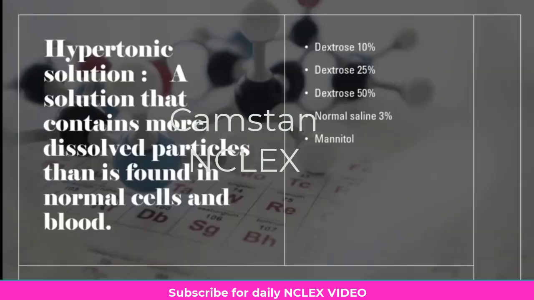And the third one is hypertonic solution. In a hypertonic solution, there are more dissolved particles, like salt and electrolytes, than found in normal blood cells. A large amount of dissolved particles is present compared to the blood and normal cells of the body. The main examples of hypertonic solution are dextrose 10%, dextrose 25%, dextrose 50%, normal saline 3%, and mannitol. These are the examples of hypertonic solution, in which the concentration of dissolved particles is more than that of the body.